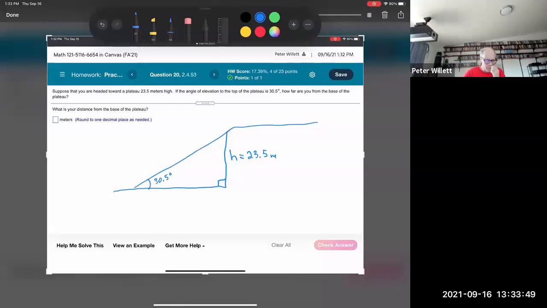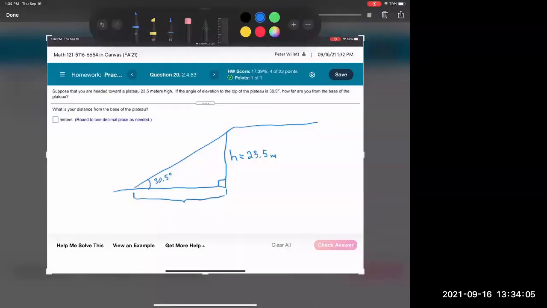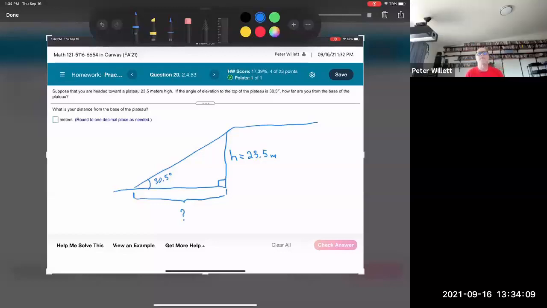Okay, so that's really all they tell us. And they ask, how far are you from the base of the plateau? So the base would be where the plateau starts. That would be here. And how far are you from there? You are looking up from this point. So they want this distance here. That's the thing they want us to figure out.